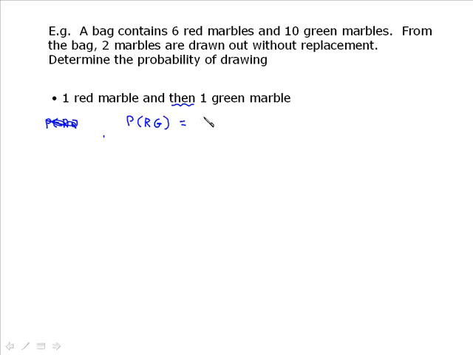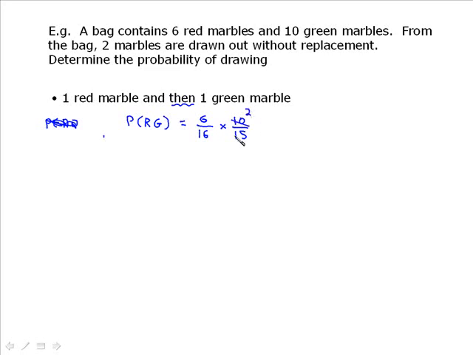To select a red marble, there's 6 red marbles out of a total of 16. So there's your first draw. Then the next one is to get a green marble: there's 10 green marbles out of a total of 15, because there's only 15 marbles left. And if you reduce these two down, some of you would just key it into your calculator, and that's okay.